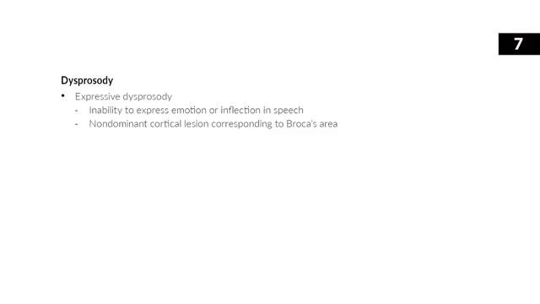So expressive dysprosody is where you have the inability to express emotion or inflection in your speech. These patients come across as very monotone. They may seem depressed, like they have blunted affect. And again, this is due to a lesion of the non-dominant cortex that corresponds to Broca's area, so it's usually on the right hemisphere.